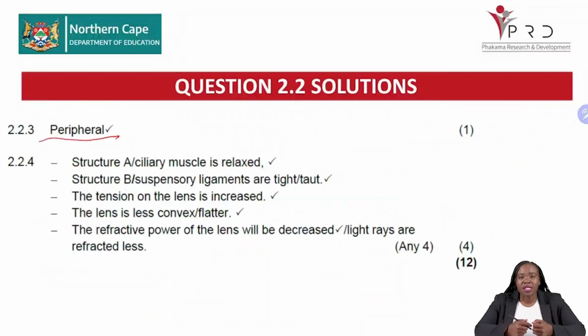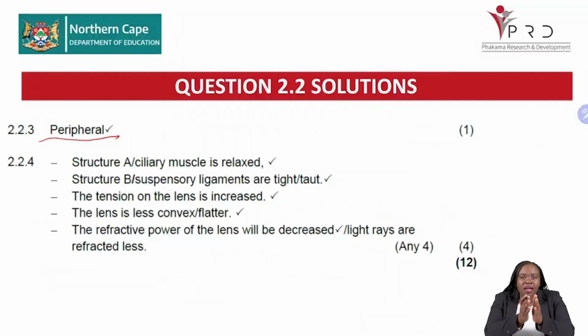Right. Now when the suspensory ligaments are pulled like that, it means that they are also pulling on the lens of the eye. Right. If the lens is pulled like that, we can talk about two things in terms of the lens. The tension on the lens is going to increase because it has been pulled, right? And the convexity of the lens is going to be less. The lens is going to be less convex or less round or more flat. Right. When this happens, remember the convexity of the lens now controls how much light will be refracted.